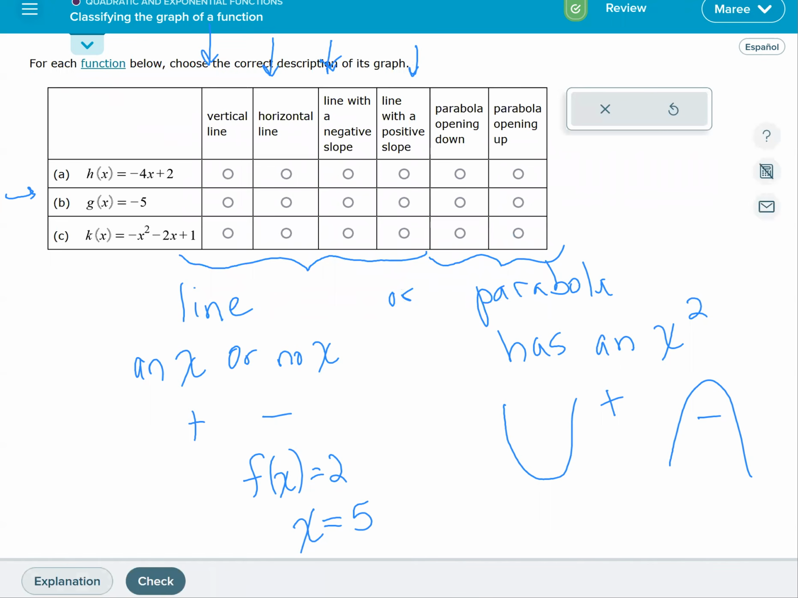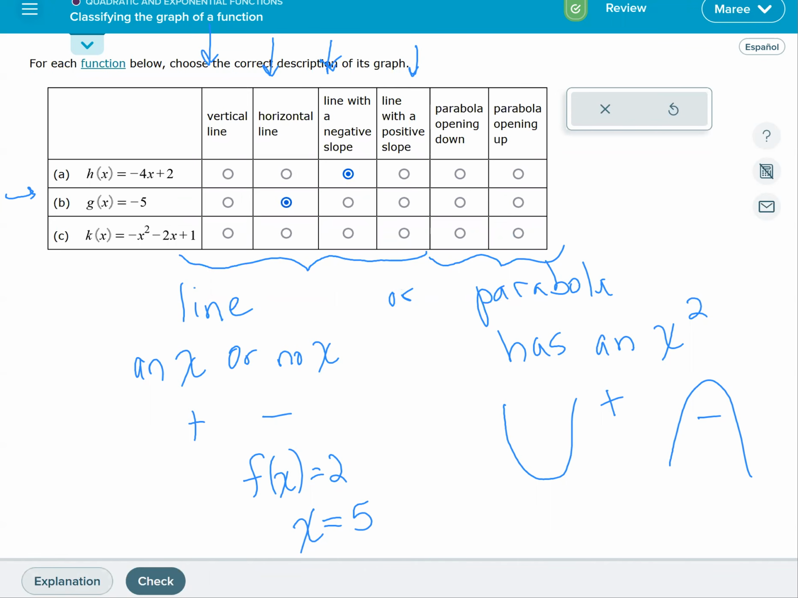Let's look at another one just for fun. Here we have h of x equals negative 4x plus 2. The negative 4 means it's a negative slope, so it's a line with a negative slope. G of x equals negative 5. Since that's just a number, it's a horizontal line.